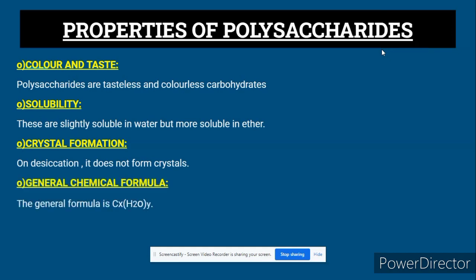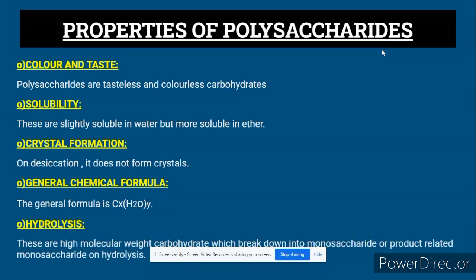Here is the general formula for the polysaccharide. And about the hydrolysis, these are the higher molecular weight carbohydrates which break down into a monosaccharide or a product related to monosaccharide on hydrolysis.